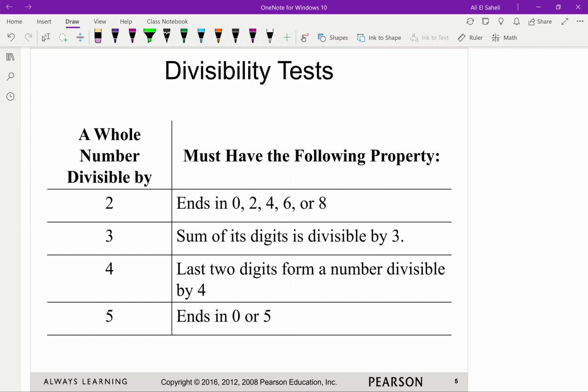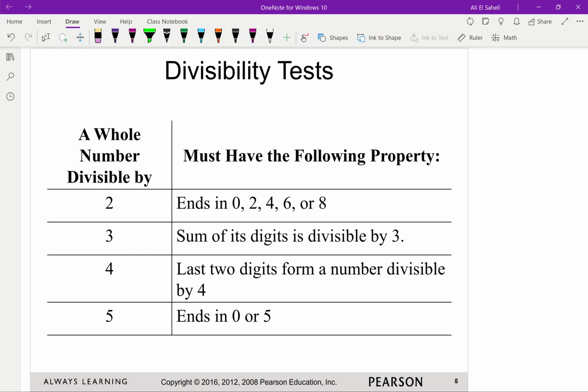What whole numbers are divisible by 3? The sum of its digits is divisible by 3. For instance, the number 21 is divisible by 3 because 2 plus 1 is 3, and 3 is divisible by 3. So 21 is divisible by 3. 21 is equal to 3 times 7.